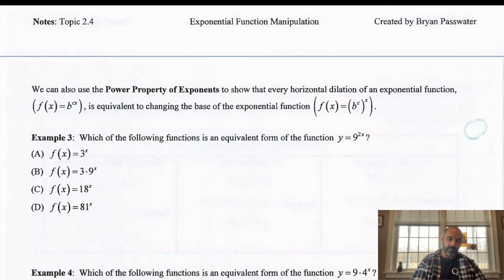Also, the power property shows that every horizontal dilation of an exponential function, right, so every horizontal expansion or contraction, is equivalent to changing the base of an exponential function. So for example, this is multiple choice, but anytime you're doing multiple choice, I would recommend solving the problem first on your own, and then you look back at what the multiple choice options are.